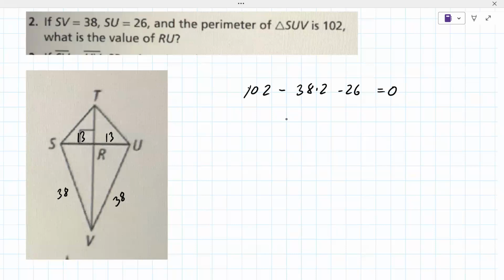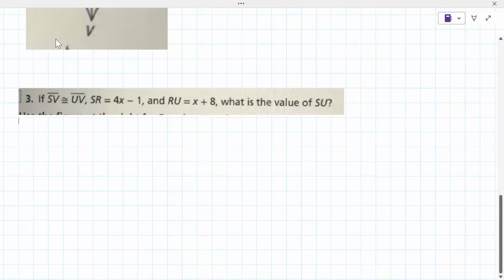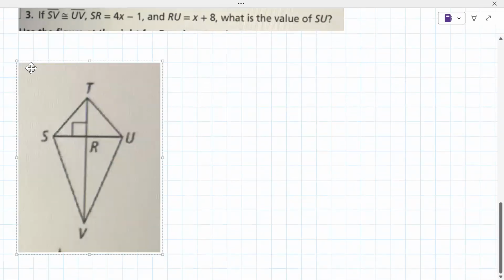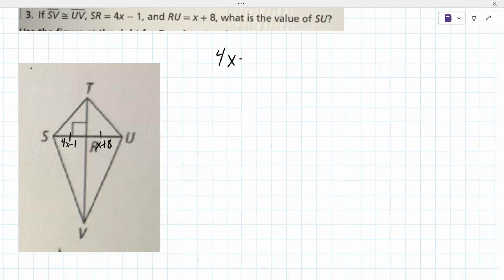So, okay, moving along to number 3. Looks like we're gonna have to do some equations here. That's not totally unexpected. All right. So if SV equals UV and SR equals 4x minus 1, and RU is x plus 8. Well, we know those are congruent. So we know that 4x minus 1 equals x plus 8. What does that become when you solve for x? Go ahead and see if you can solve that for x, please.